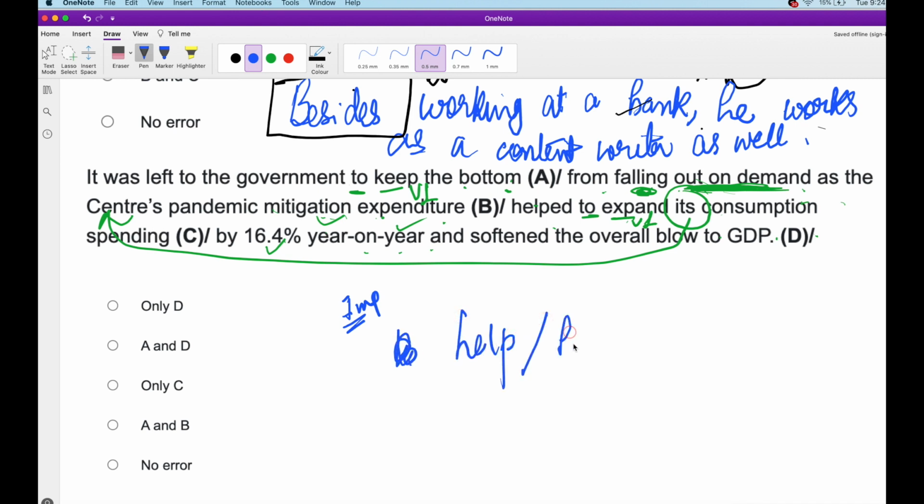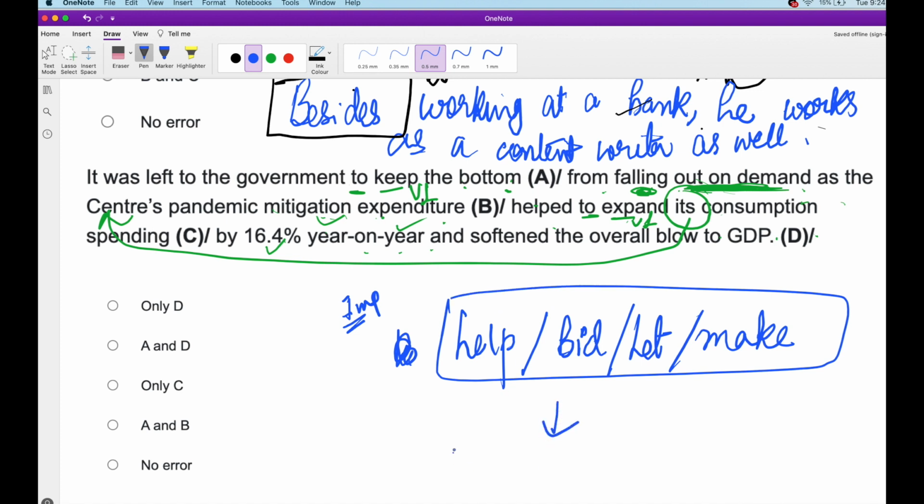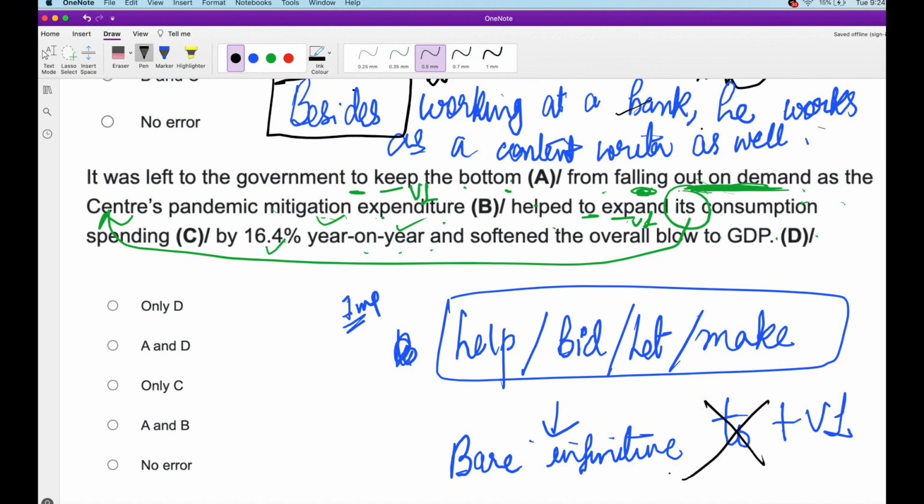Very important rule, and that is with your help. This help, bid, let, make. With these verbs, we use bare infinitive. Bare infinitive means to will not be used. Okay, only V1 will be used. So with these verbs we use only V1 and we do not use to. Okay, so here if you see, after helped, the sentence uses to, which is incorrect. So to should be removed here. So the error is only in part C.